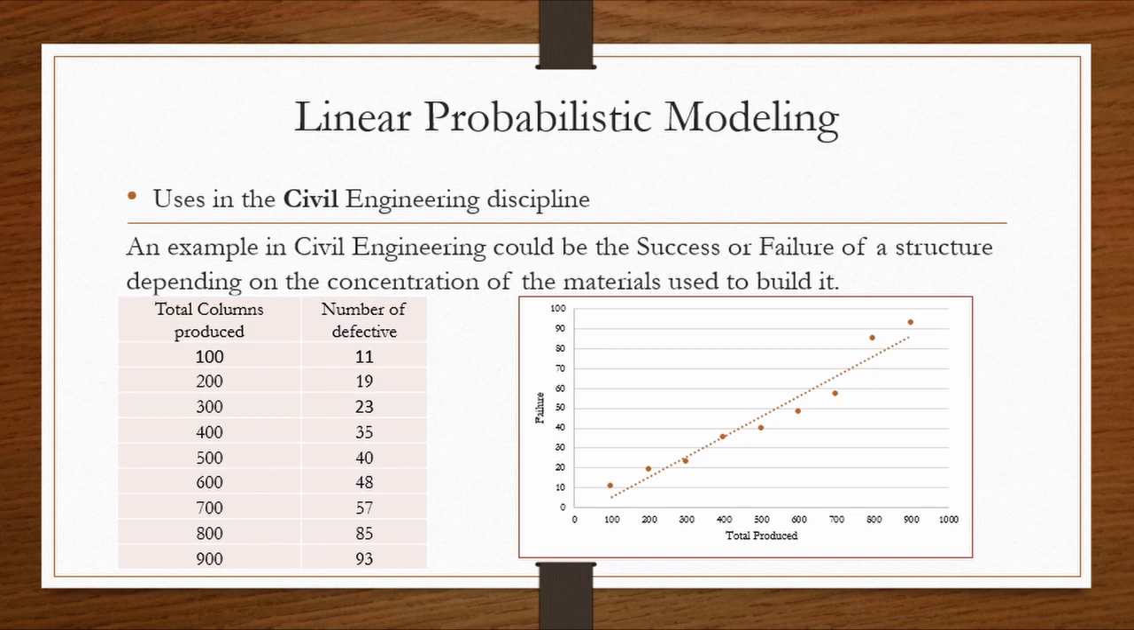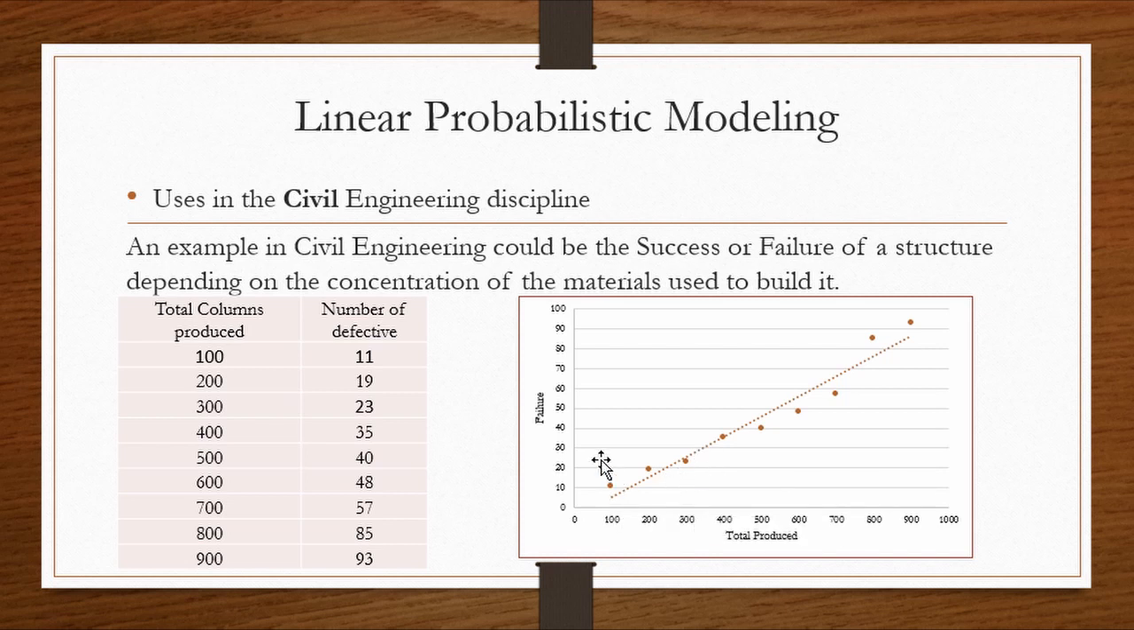Now, I'm going to give you an example in engineering, more specifically in civil engineering. An example of this could be the production of a reinforced concrete column for a structure that's been tested. We see an example of the total number of columns produced and how many of them have failed the test. We can clearly see that the scatter plot of the data points is linearly related. This means that a linear model can be used to predict future failure rates of the production.